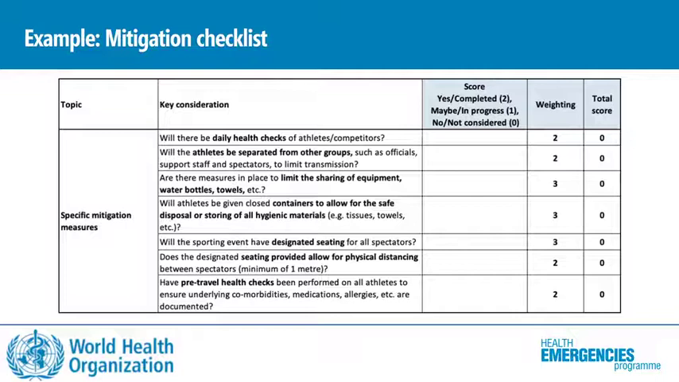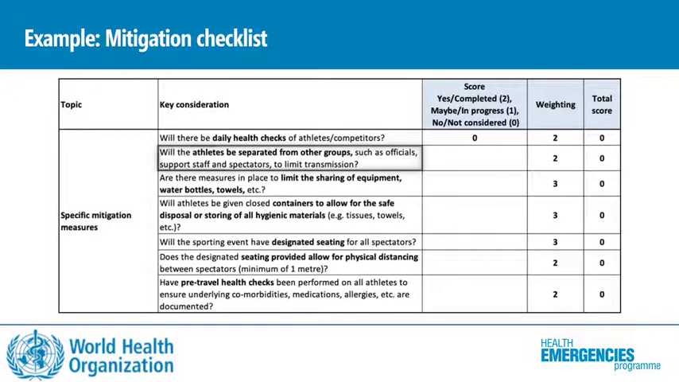As there are quite a few of these questions, we will not go through and answer every single one for the purpose of this exercise. Instead, we will just look at one of the topics the mitigation checklist covers, the sports-specific mitigation measures. There are 7 questions in this topic that we need to consider, and we will answer them as we go through them. Question 1. Will there be daily health checks for athletes or competitors? No. There are no planned daily health checks, so we would score this as 0 for no, not considered.